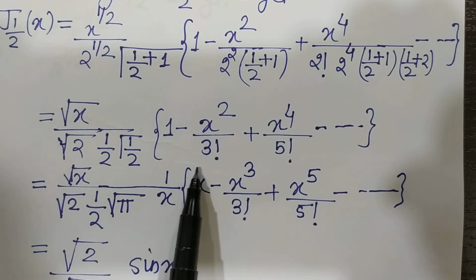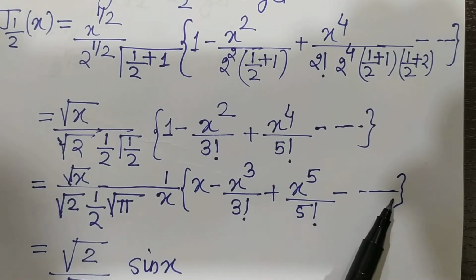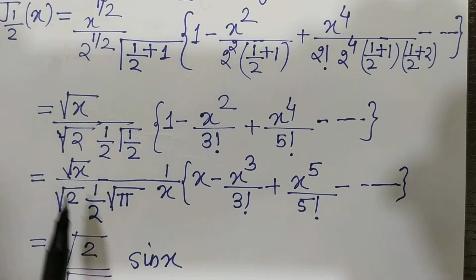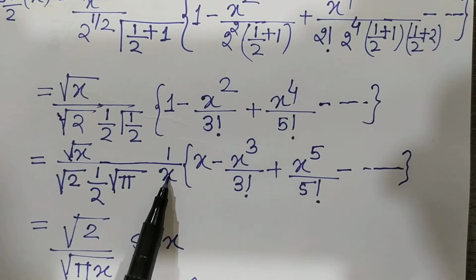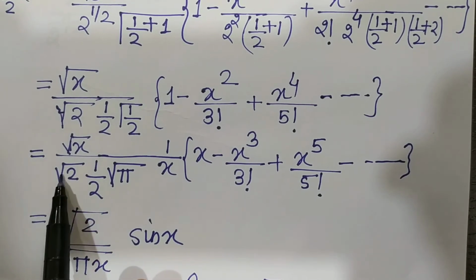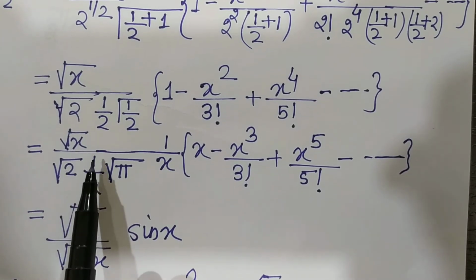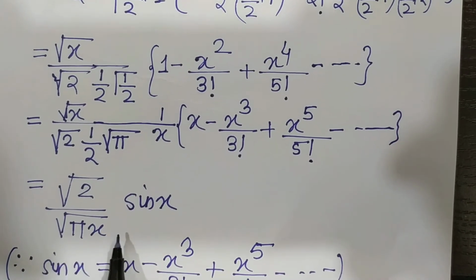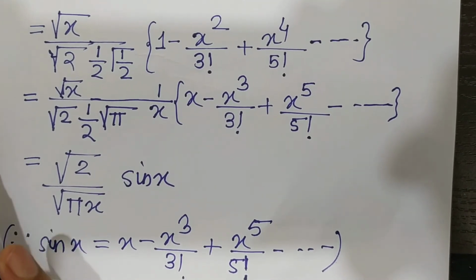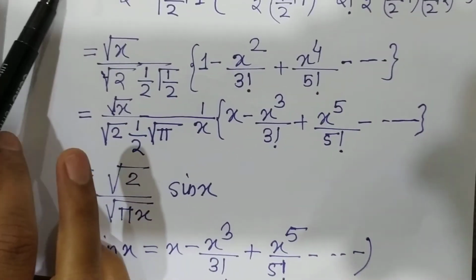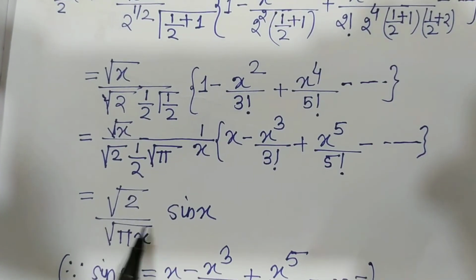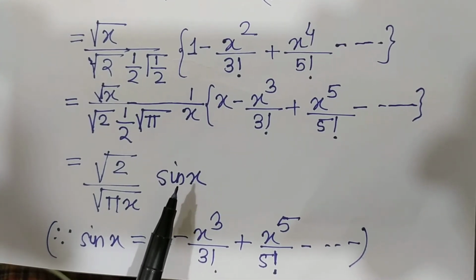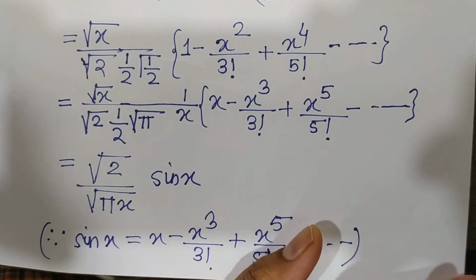Now here we observe this bracket term is nothing but a sine series. Therefore this is written as sin x. Now simplifying this, root x upon x is 1 upon root x, root 2 by 2 is 1 upon root 2, and pi. Like this we get the proof, the desired result, that is J half of x is root 2 by root pi x sin x. Now similarly we shall prove the second problem.